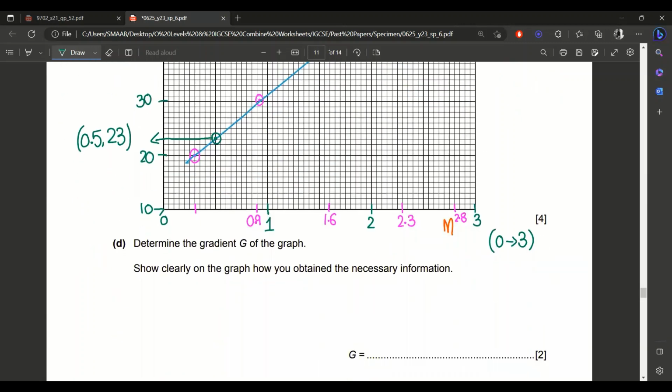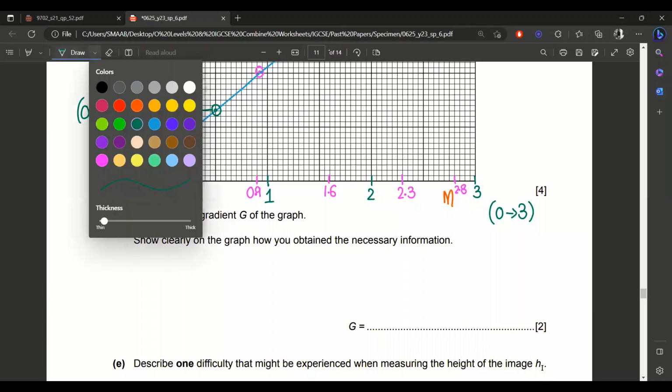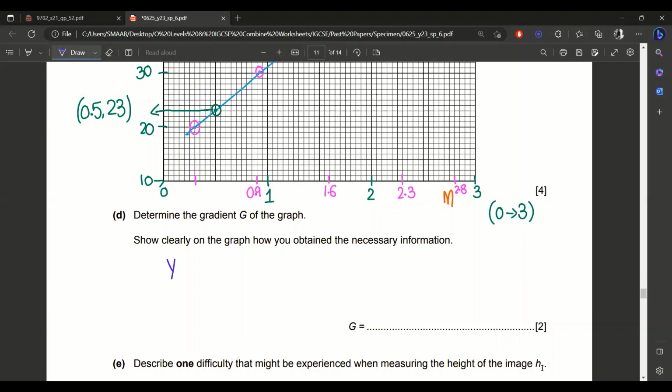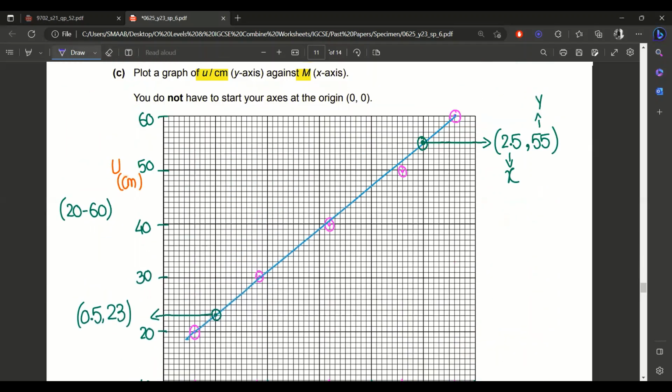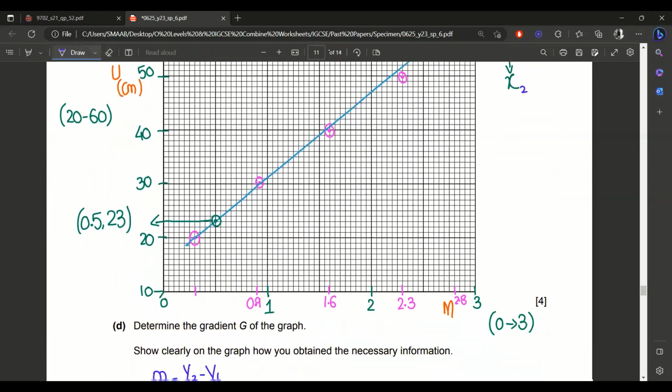And for the gradient, we have to use the formula of gradient, the same as in mathematics. So m equals y2 minus y1 divided by x2 minus x1. That's why we take 2 points. Let's suppose we take this value as x2, y2, so these values will be x1, y1, right?